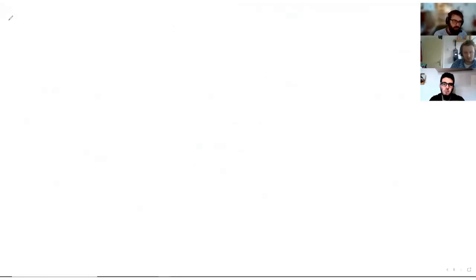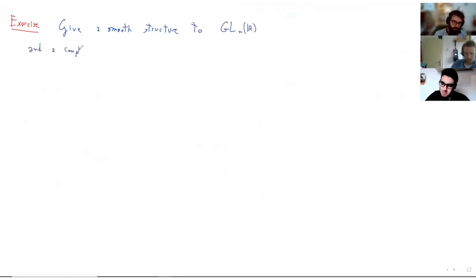There are other examples which again you should be familiar with, so I will give them as an exercise in case you're not. Give a smooth structure to GLNR and a complex structure to GLN. See? Very easy. So again, this should be something you do in your mind. If it's not, think about it.